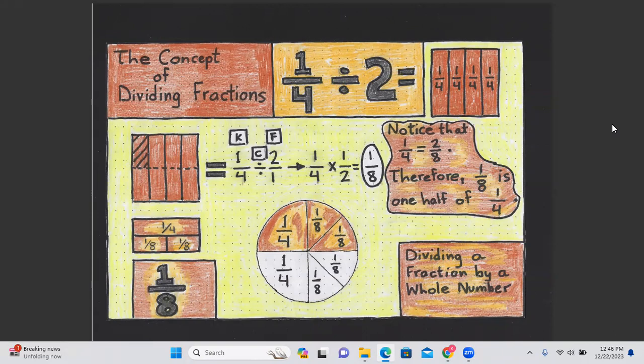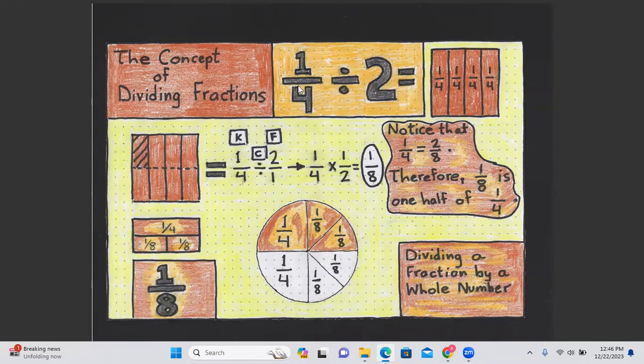Today, we're going to learn the concept of dividing fractions. Today, we're going to divide a fraction by a whole number. And so what we have right here, we have 1/4 divided by 2. We can also say 1/4 divided by 2 over 1.